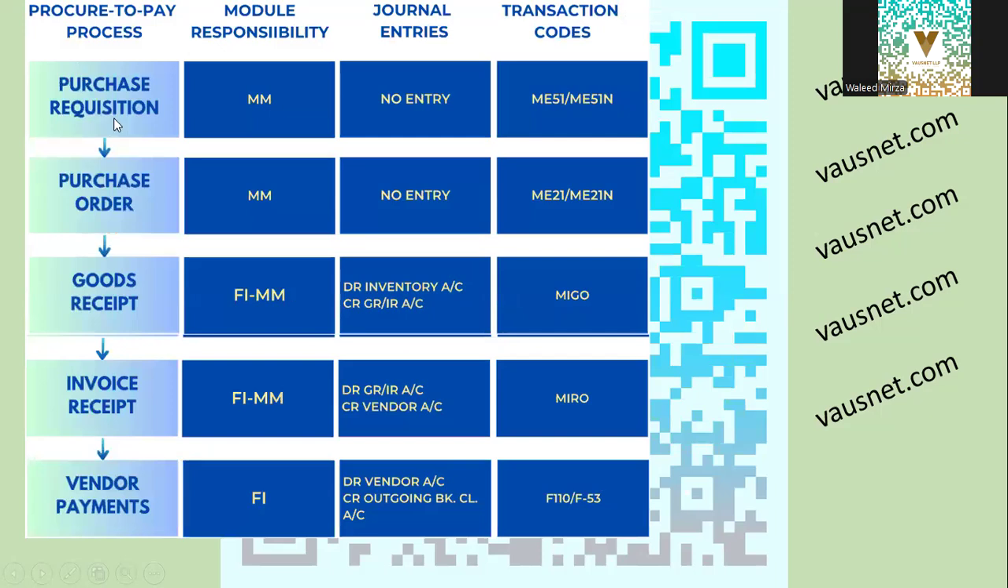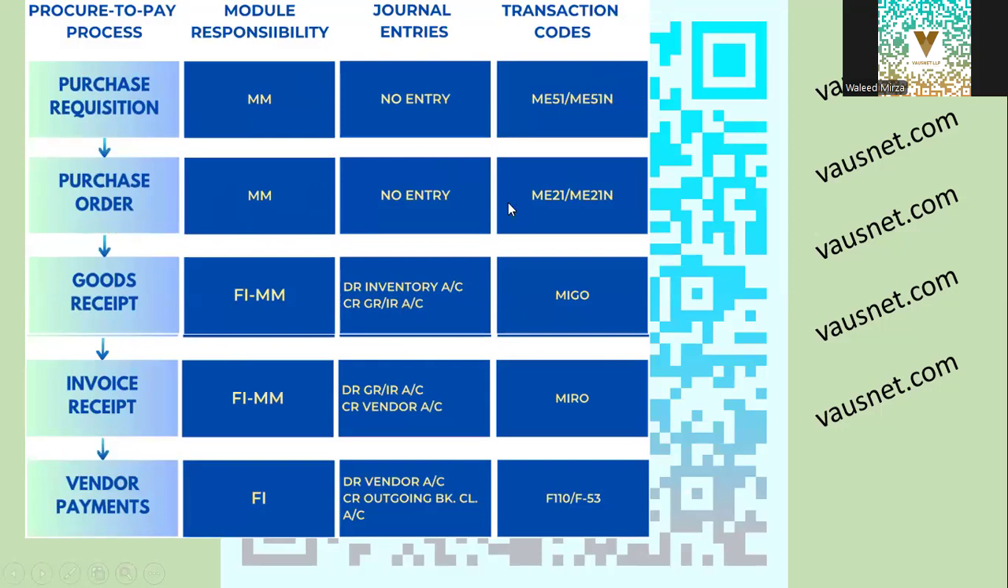So the procure to pay process is pretty simple. It starts with purchase requisition, PR, purchase order is next, then comes goods receipt, then invoice receipt, then vendor payments. This is procure to pay. Purchase requisition is MM area, purchase order is MM area. There are no financial entries until purchase order gets converted into GR.